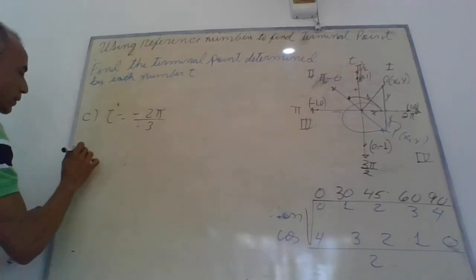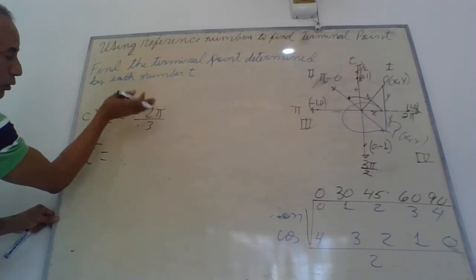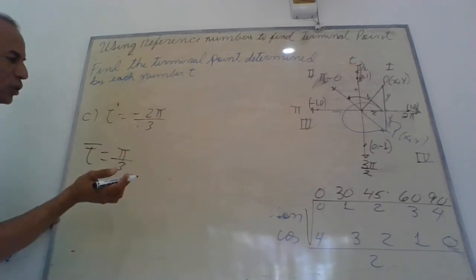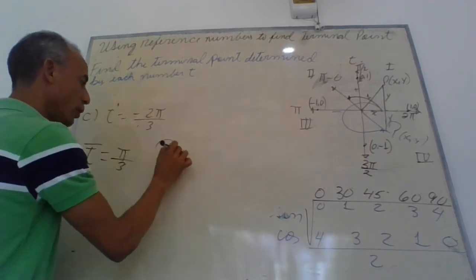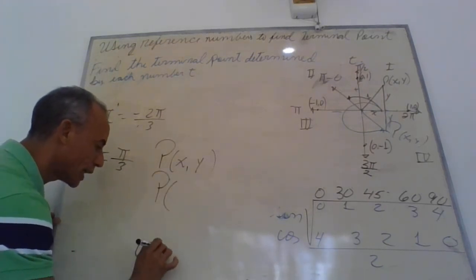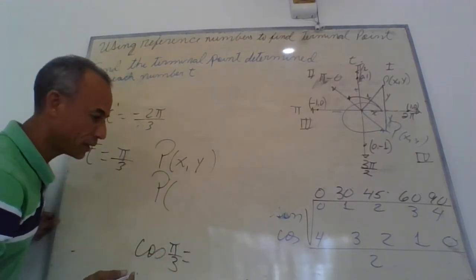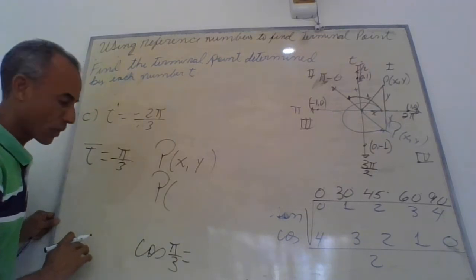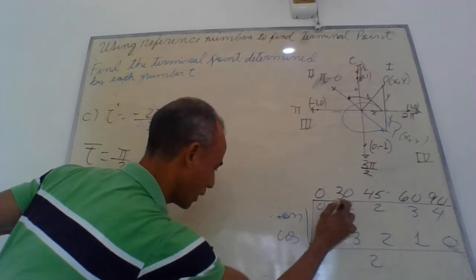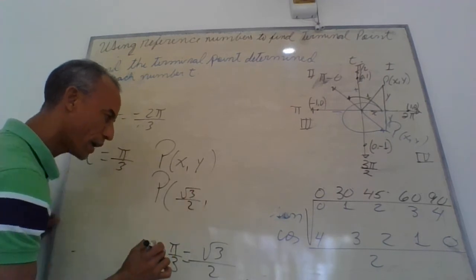So first we need to find the reference number. The reference number, remember, you cover the number in the numerator, you just leave pi. And then pi divided by 3 is my reference number, okay? Now I need the point. The point, remember, x comma y. The point is going to be cosine of the reference number, in this case pi divided by 3. Pi divided by 3 is 60, okay? And you come here, of 60, you have square root of 3 divided by 2, comma y.